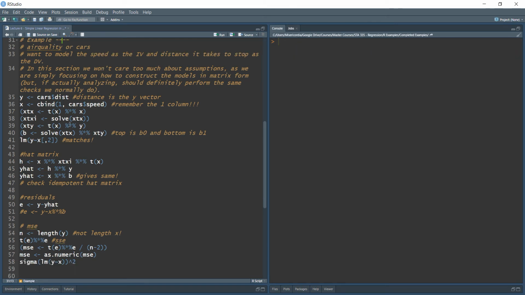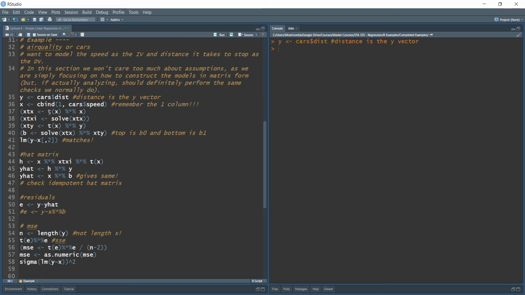The example is the cars data set, not air quality. We're going to look at the distance that it takes cars to stop and the speed at which cars are moving. So the distance that it takes cars to stop ideally can be predicted by the speed that cars are moving. So distance is going to be my outcome, or my y vector.